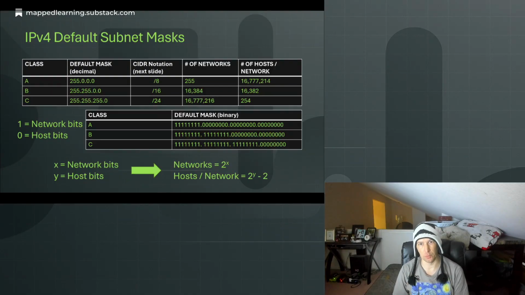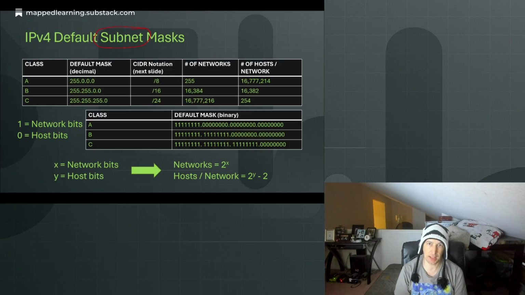When we talk about these classes, we also have to talk about default subnet masks. Now, subnet can mean 2 different things. Subnet can mean the network at large, or it could mean a small subset of that larger network. I will talk about that in another lesson, but not here. Right now, we are just going to work with default subnets.